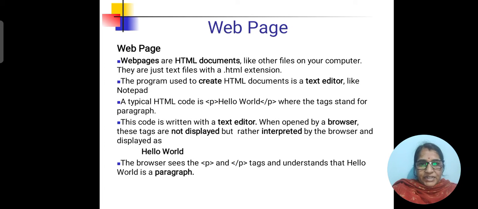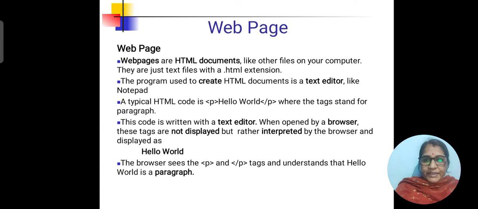Web pages are HTML documents. Like other files on your computer, they are just text files with a .html extension. The program used to create HTML document is a text editor like Notepad. A typical HTML code is angle bracket p, hello world, and angle bracket /p, where the tags stand for paragraph. This code is written with a text editor.